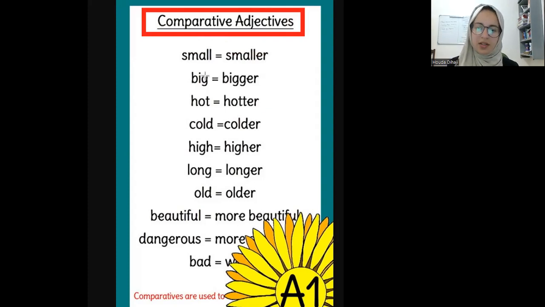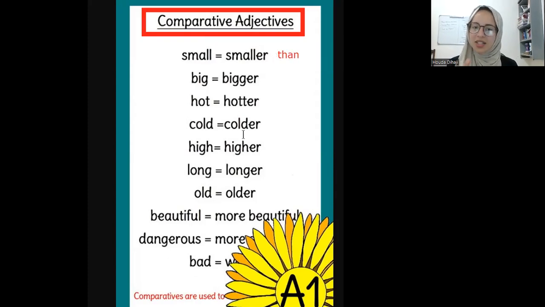In the comparative form we use adjectives like small, big, hot, cold, high, long, old, beautiful, dangerous, something like this. As I said, the goal of this lesson is comparing things, comparing two things. I will show you how to compare between two things. So we have smaller, and we also say smaller than.